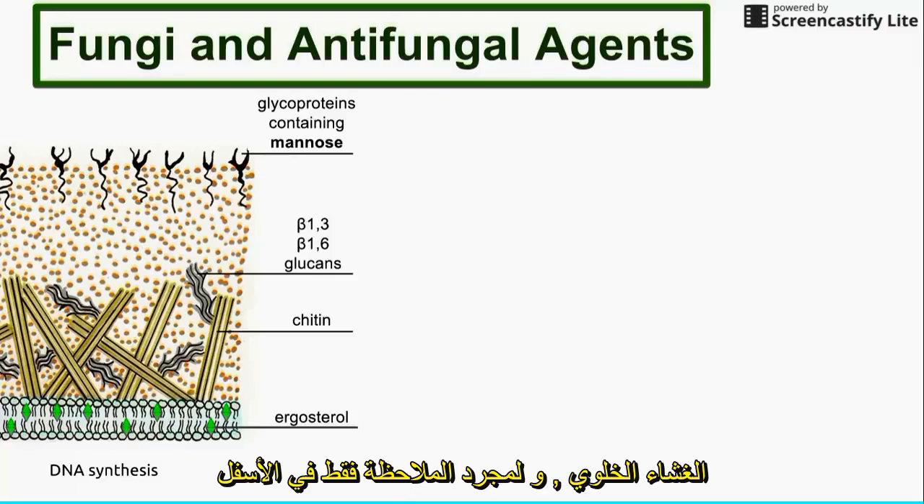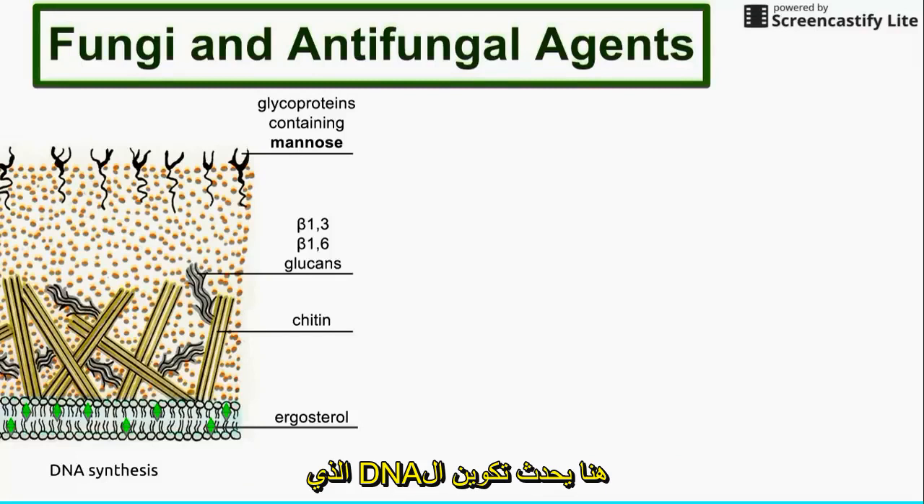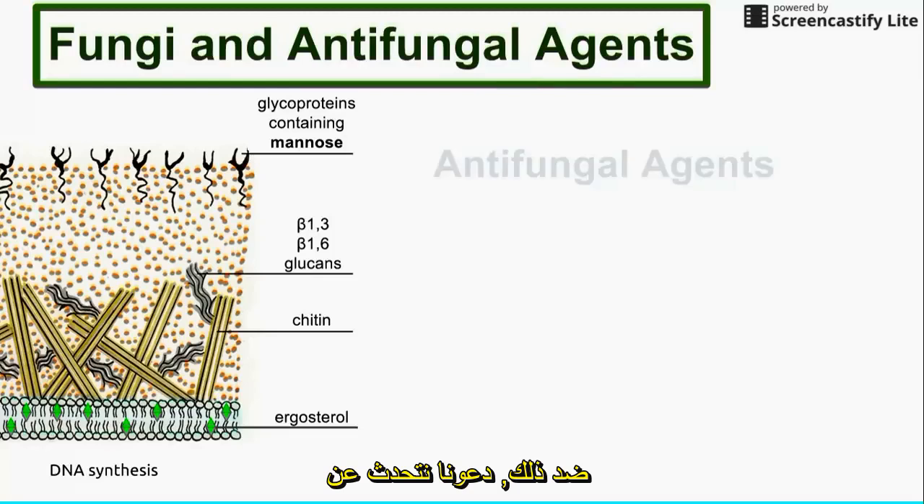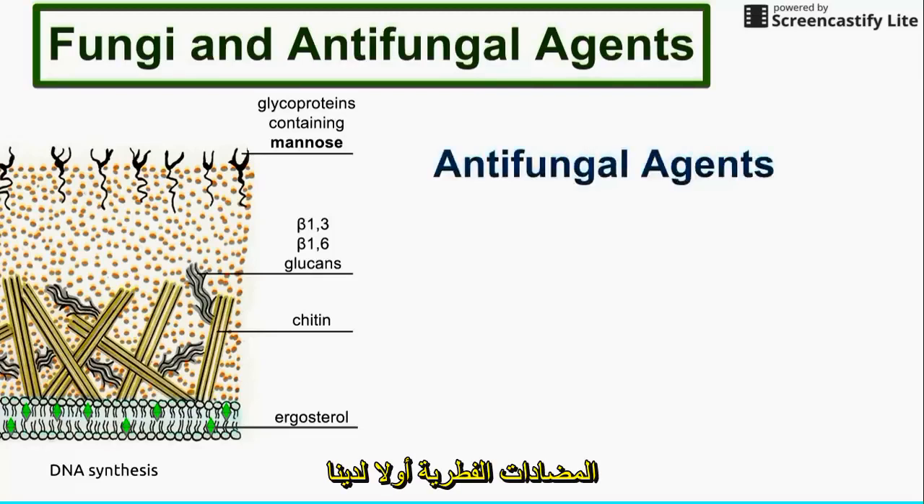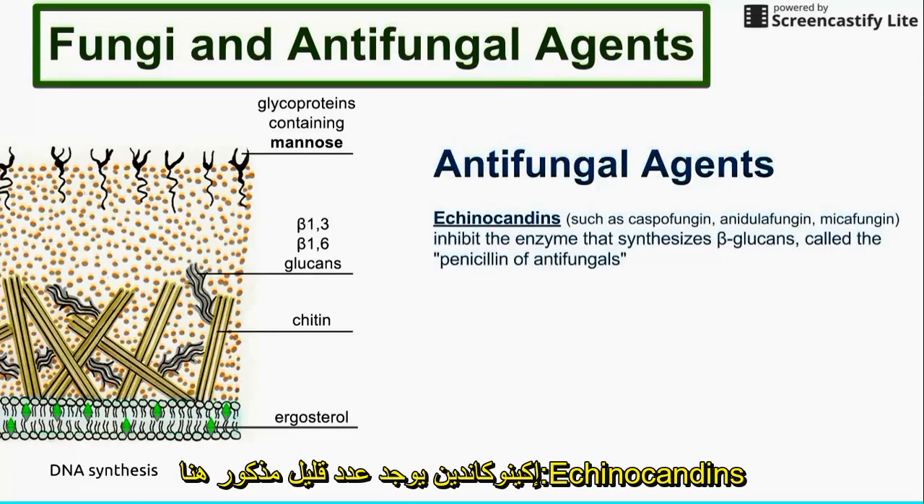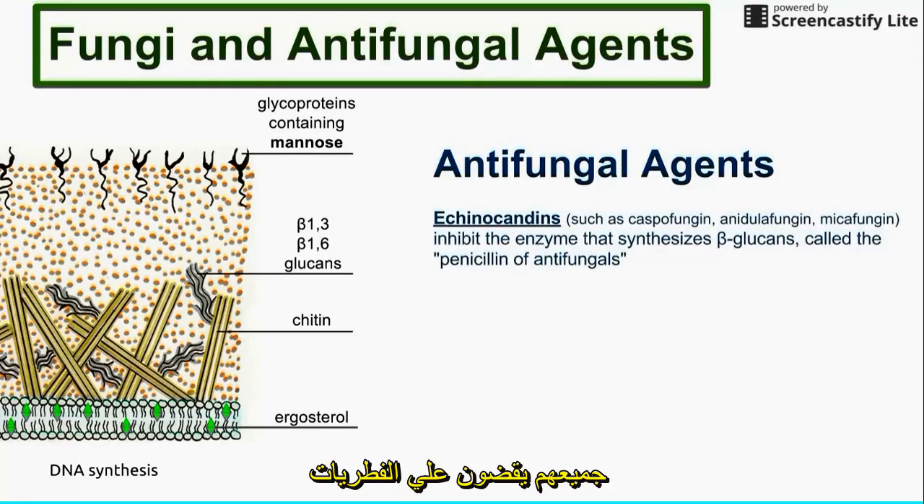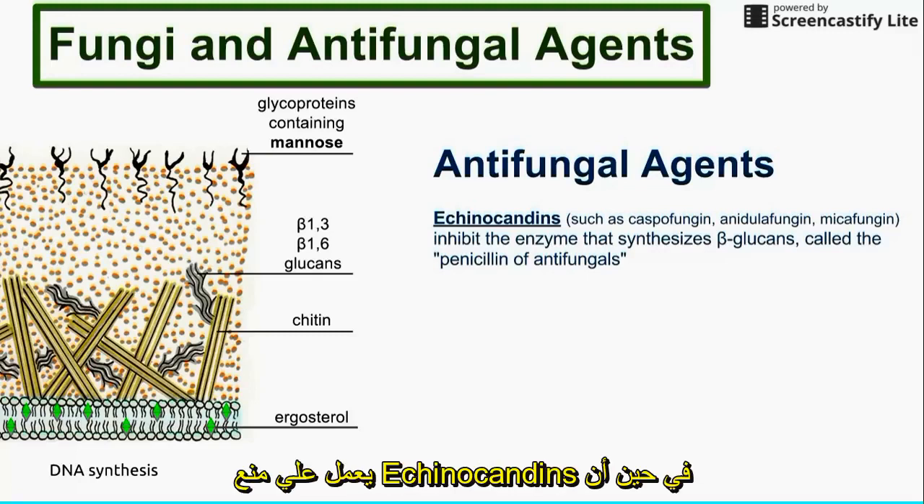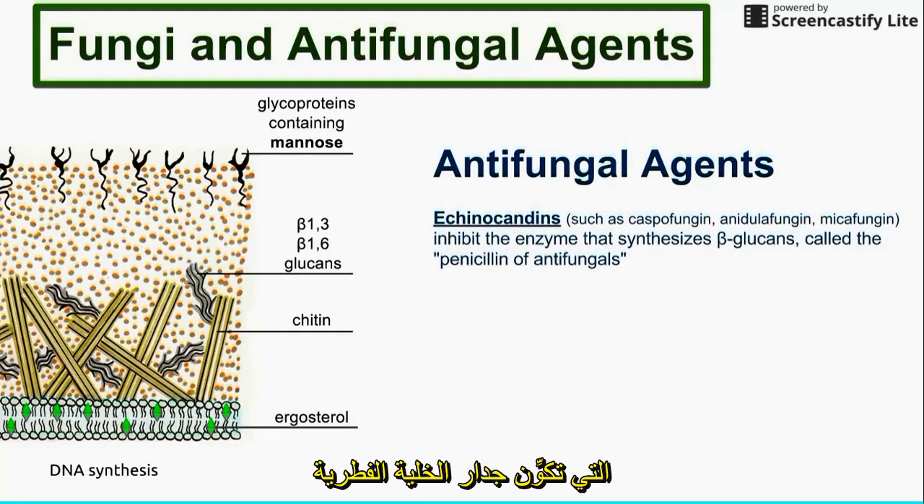And just to note at the bottom left here, we have DNA synthesis that's going on inside the fungal cell, and there will be an antifungal agent that acts against that. So let's talk about the antifungal agents. First, we have echinocandins. There's a few listed here. They all end in fungin, and they particularly inhibit the enzyme that synthesizes beta-glucans. So essentially, these are called the penicillin of antifungals because penicillin worked to inhibit the cell wall formation in bacteria, whereas echinocandins work to inhibit the formation of beta-glucans, which make the cell wall of fungi.